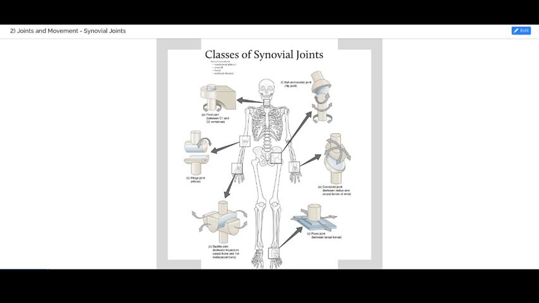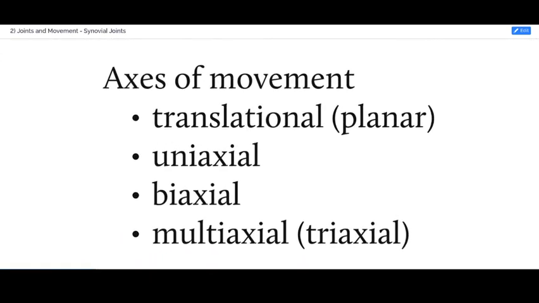However, we're not going to follow it exactly in the order given in this figure. Instead, I want to look at it in terms of another aspect of what synovial joints do, which is how many axes of movement we see represented in the joint. An axis of movement would be if we could draw a line through the joint and it could move around that axis.